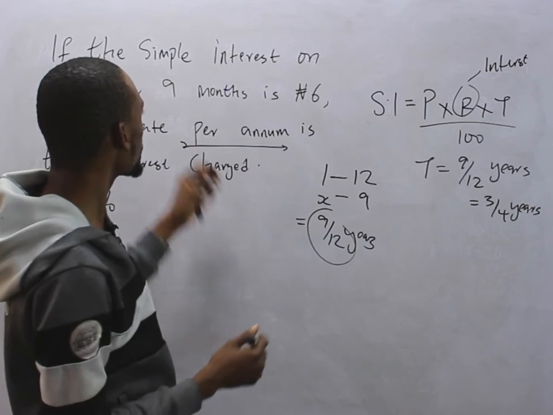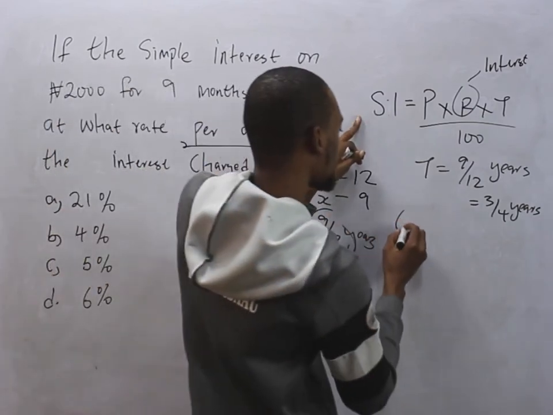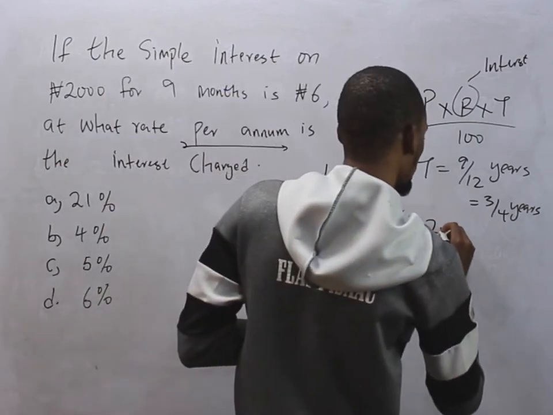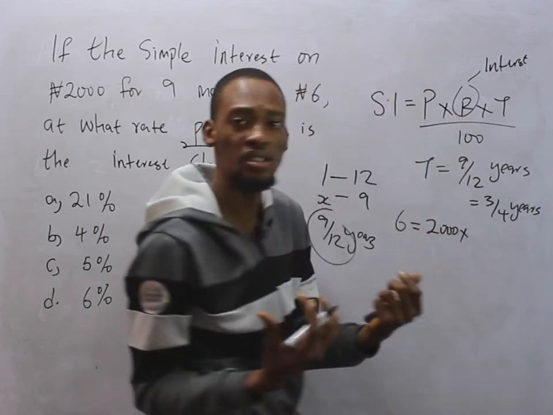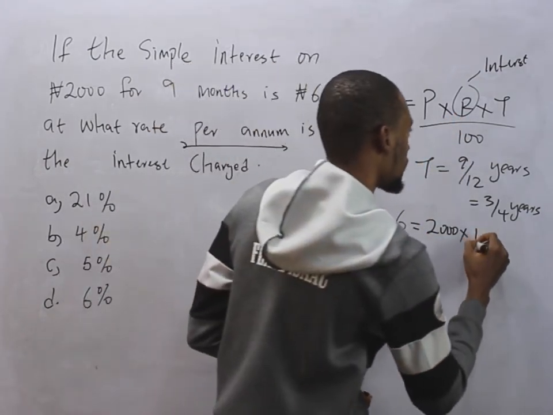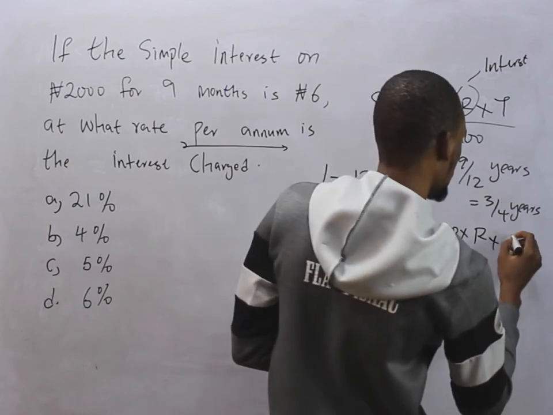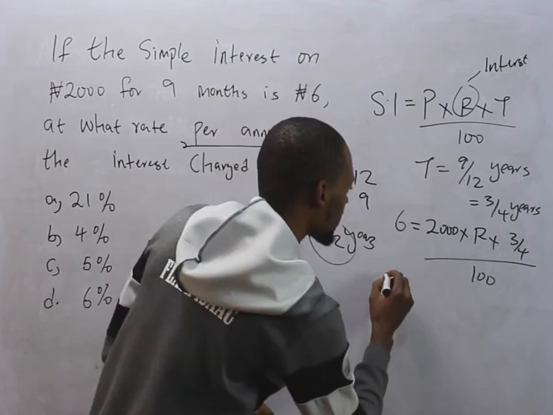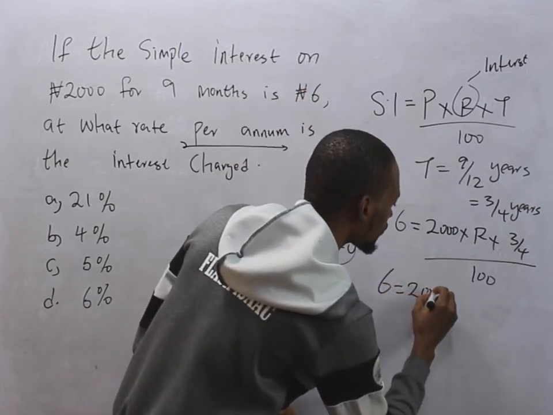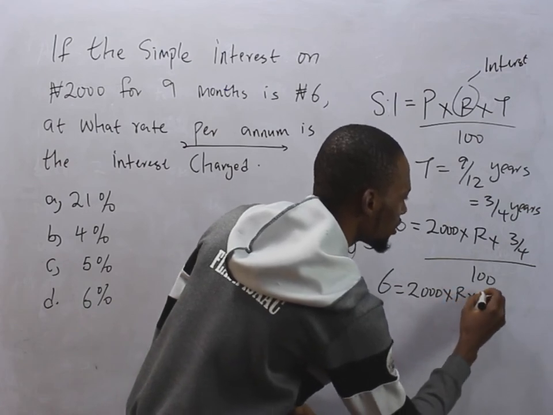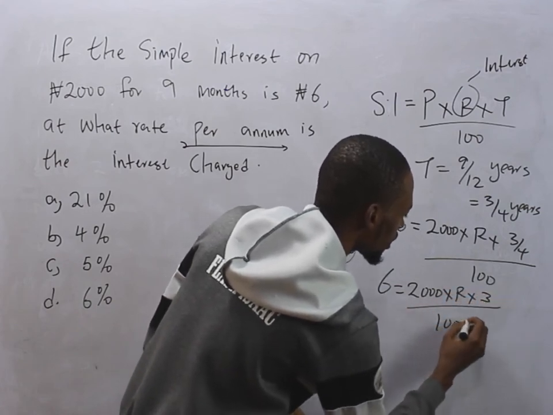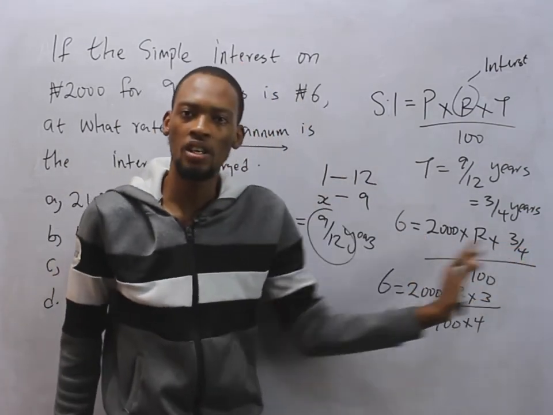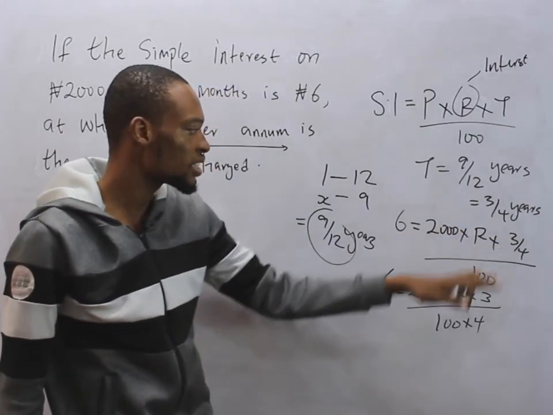Substituting, they told us that the simple interest is 6 naira. So 6 naira is equals the principal, which is 2000 naira, times the rate, that is what we are solving for, R, times time, which is 3 over 4, all over 100. This is the same thing as 6 is equals 2000 times R times 3 over 100 times 4. It is legal to bring this down.